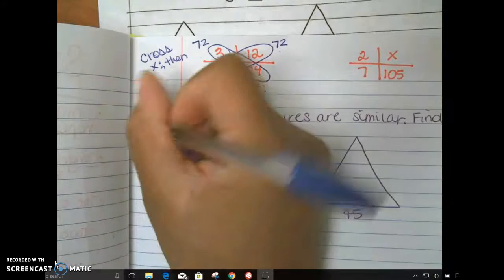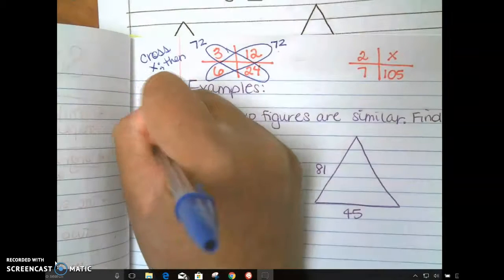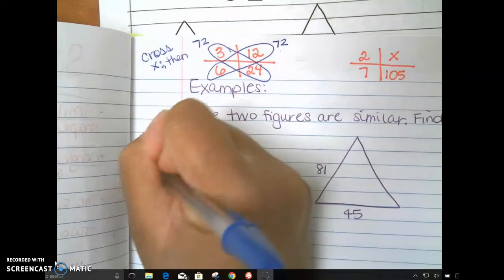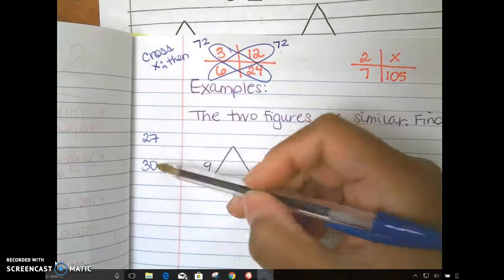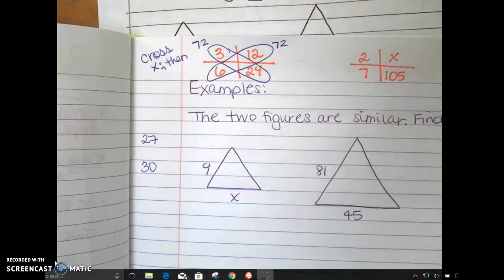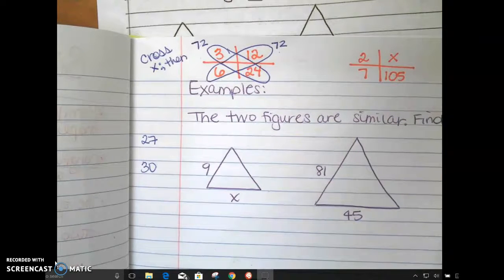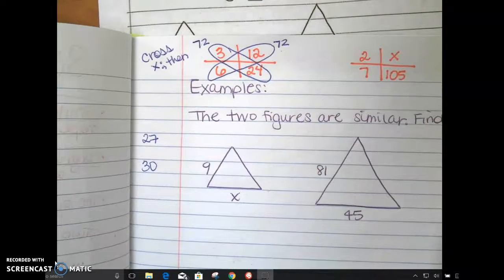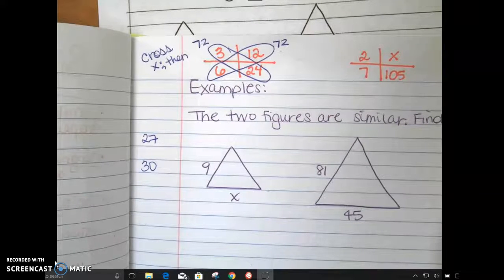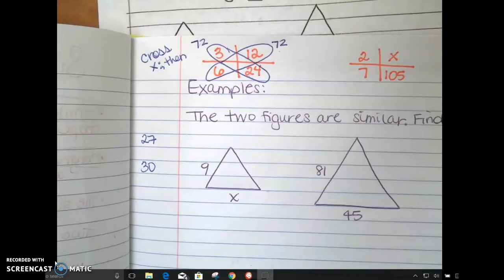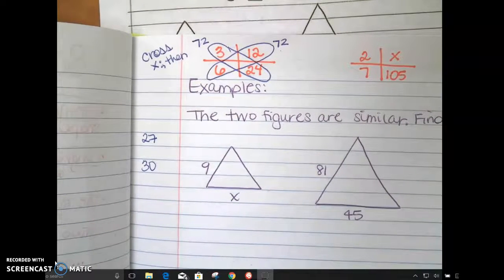So for example, let's say I have $27 and Joey has $30. How would I talk about 27 and 30? What words would I use to talk about our amounts of money? Me versus Joey. Greater than. Thank you. I need to use mathematical words.